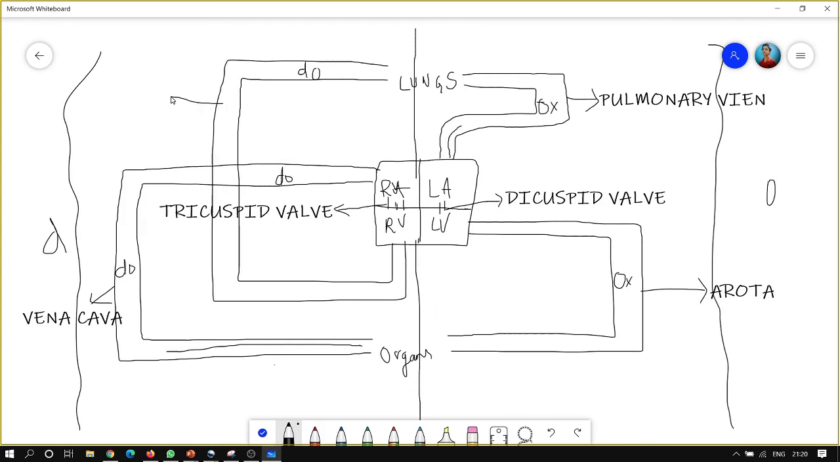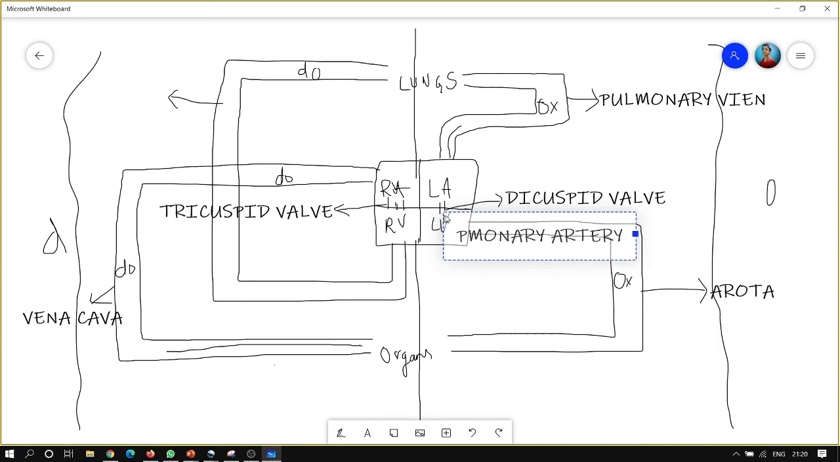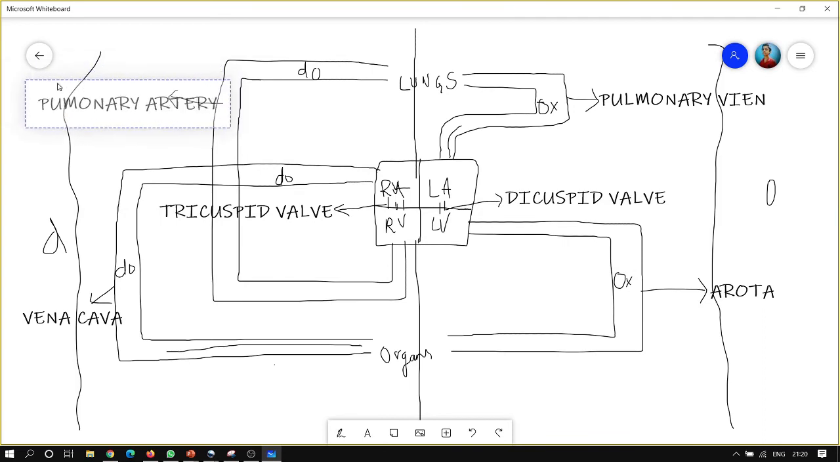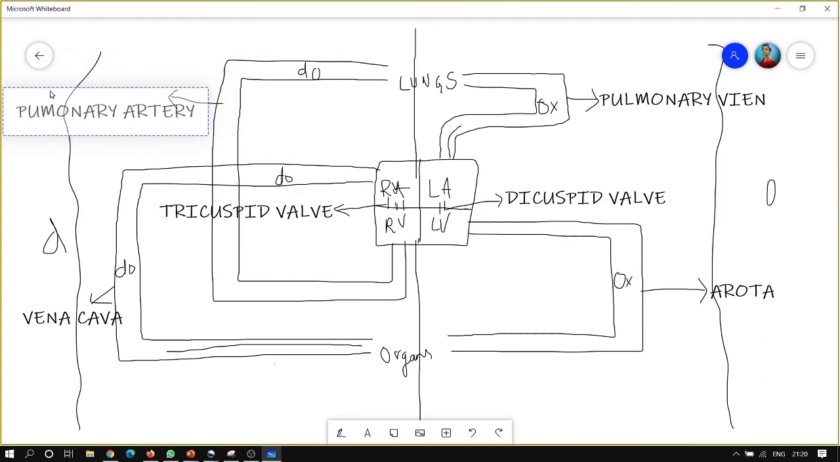So, guys, the last one, which is this pathway, which carries deoxygenated blood from the right ventricle to the lungs, is known as the pulmonary artery. Guys, again, sorry for the mistake. Again, this is an exception, because you all know arteries always carry oxygenated blood, but this is the only exception where it carries deoxygenated blood from the right ventricle to the lungs. So this is it, guys. These are the main labels which you need to know.